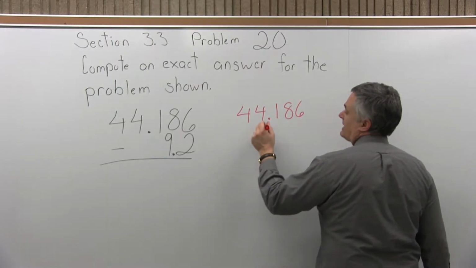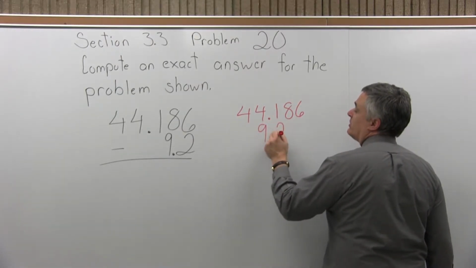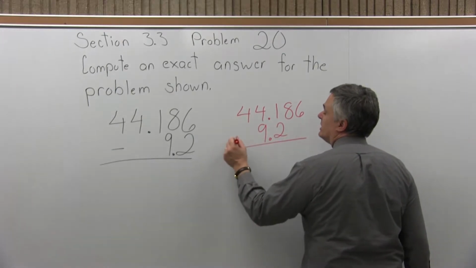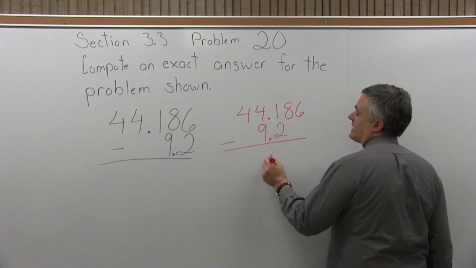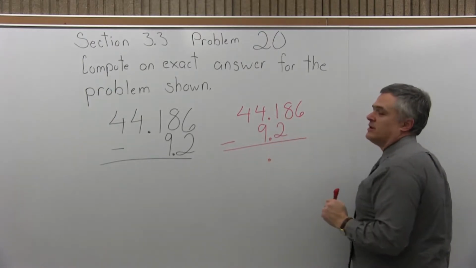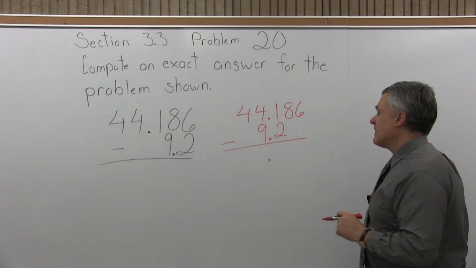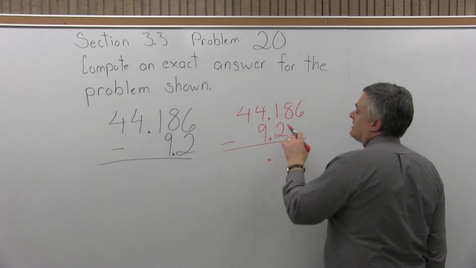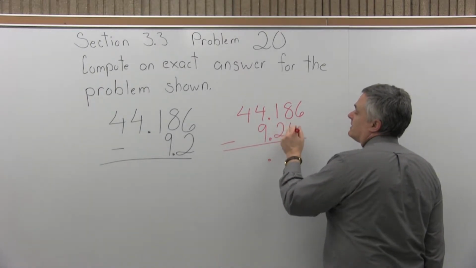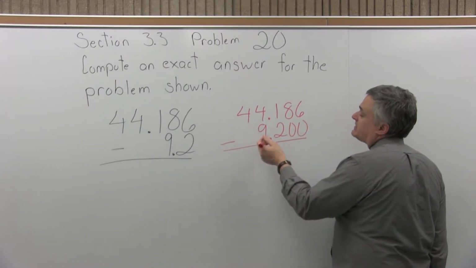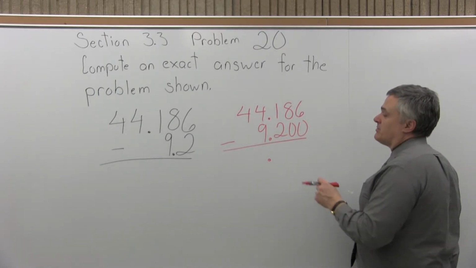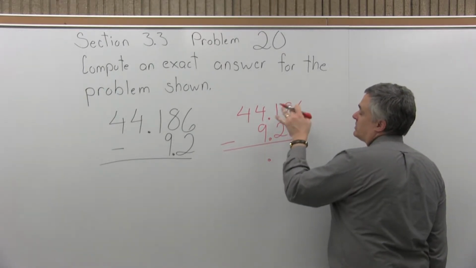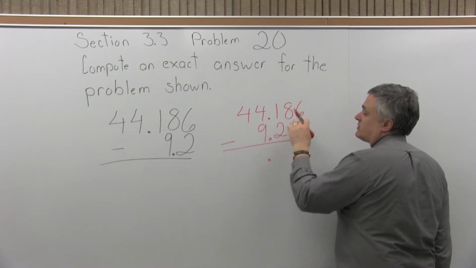44.186 minus 9.2. And I write that 9.2 so that the decimal lines up nicely with the decimal above it. And in fact, it's going to continue straight down when we write our answer. Now, it's okay the way it's written. If you really like to even it off, you can fill in some zeros. So it's minus 9.200 as the bottom number. That's kind of optional. You could get the answer without that, but it does look nicer.